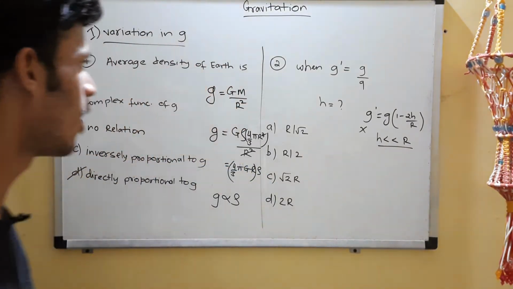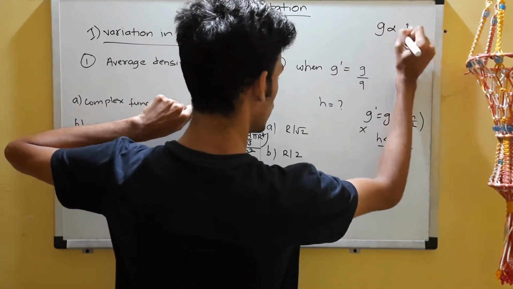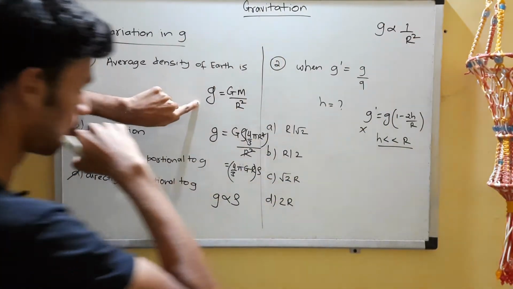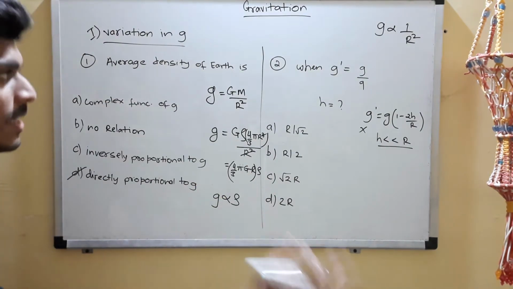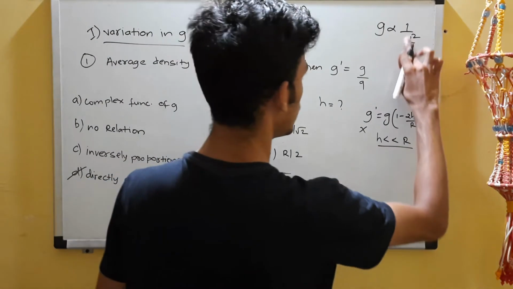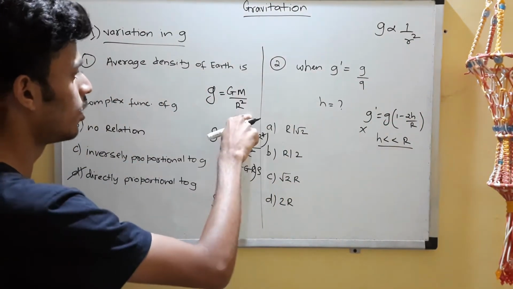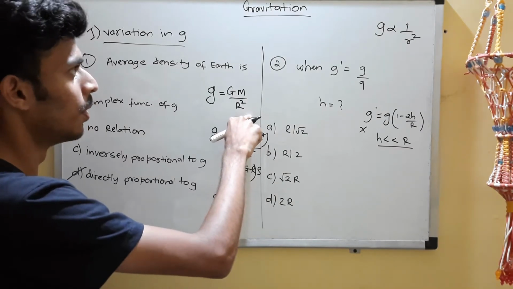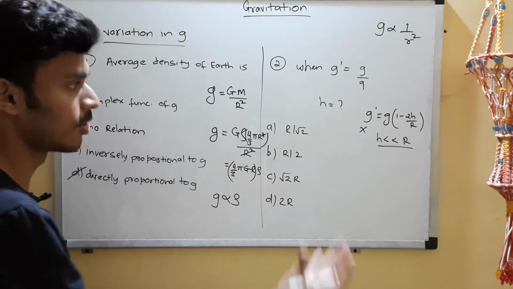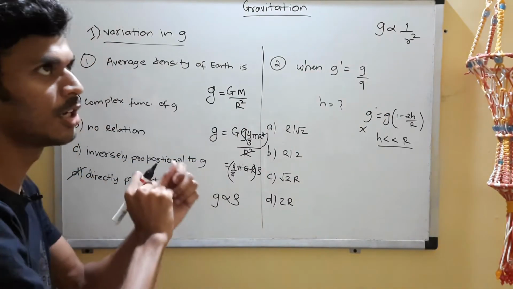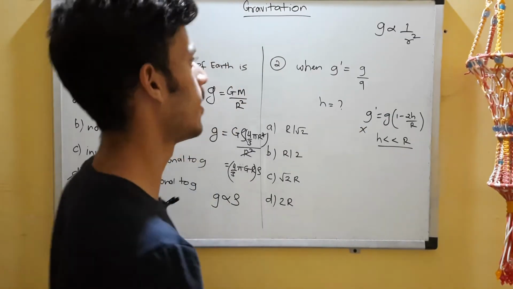So what to do now? You just have to look over here. You can easily see that g is proportional to 1 by r square, r being the distance over here, not necessarily the radius. I'll use small r over here. So yes, g is inversely proportional to r square. Here G is constant, and m, mass of Earth, is also constant, so it's inversely proportional to the square of the distance from the center, right? So that is what I'm saying.